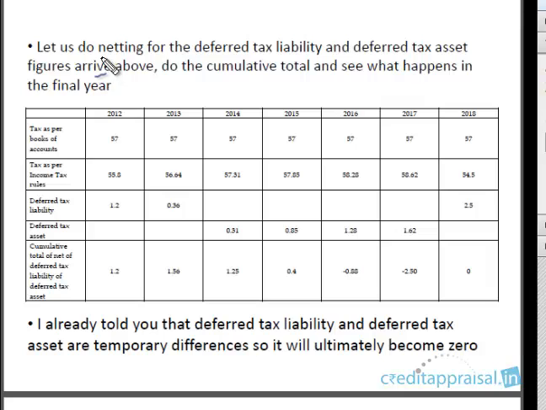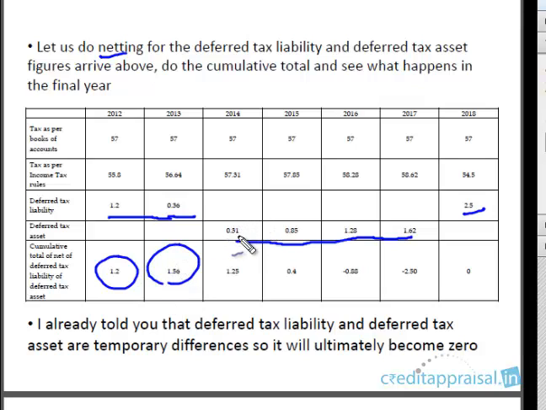Let us do the netting. Right, let us do the netting. This is the same table as per the previous slide. So here for some years we have deferred tax liability, for some years we have deferred tax asset. Now let us do the netting and do the accumulation. So here, first year is 1.2, second year 0.36 is the deferred tax liability. So if you add up the first 2 years, 1.2 plus 0.36, this is deferred tax liability. So there will be 1.56.